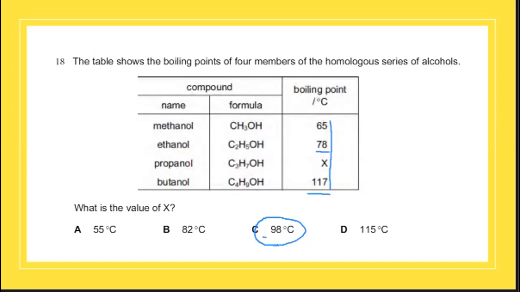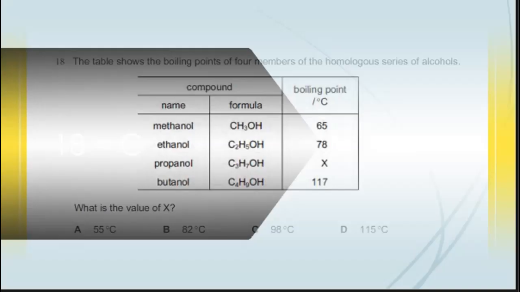So if we were to use this, it would mean that this changed by about 13, then it would have changed here when it reached 98 by about 20, and then it changed here by about 19, which makes this the most likely answer. 98, the answer, 98 degrees Celsius. C as in cat for question 18.